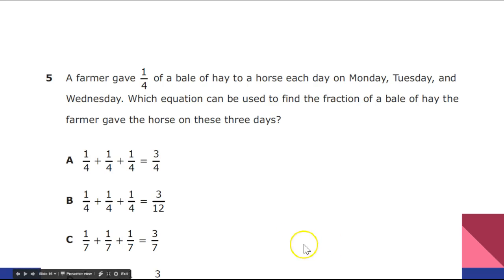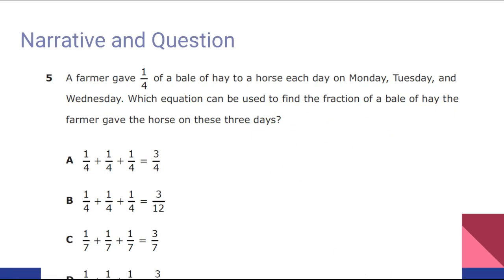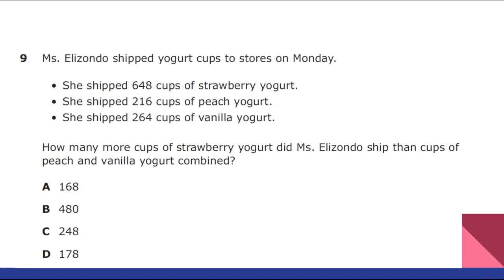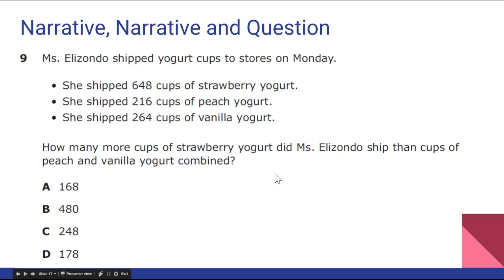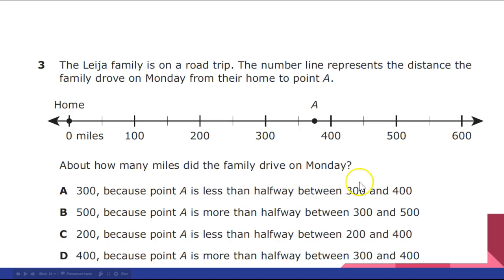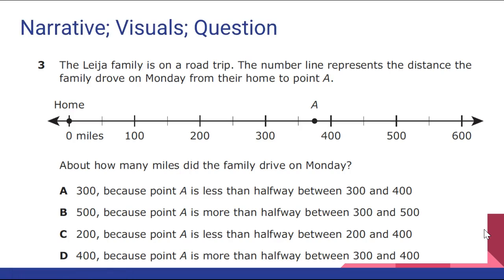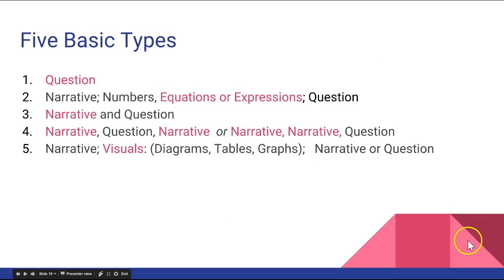Number 5. Notice we have a narrative, and then we have a question. So this is a narrative and then a question. Number 9. We have a narrative, a break, another narrative, a break, and then a question. So this is a narrative, and a question. Number 3, we have a narrative, a visual, and then a question. So this is narrative, visuals, question. Notice the visual could be a number line, a diagram, anything of that sort.